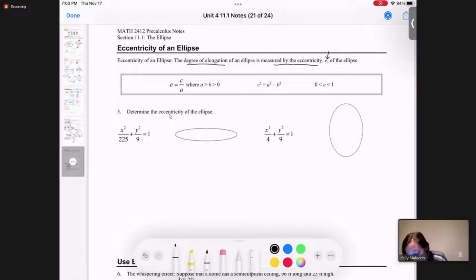There is a formula for it, though. We get e by doing c divided by a. Again, a is the bigger of A and B. C is from the foci, and we do c over a. We know that c squared is a squared minus b squared. And you should always get that little e between 0 and 1.